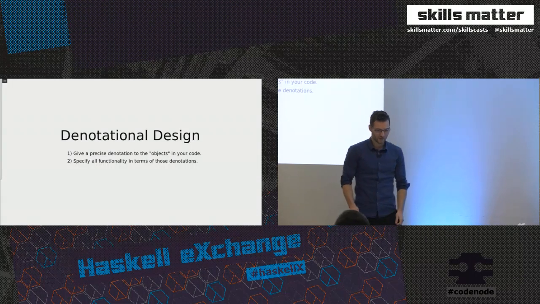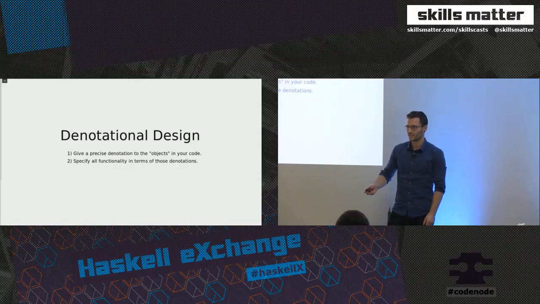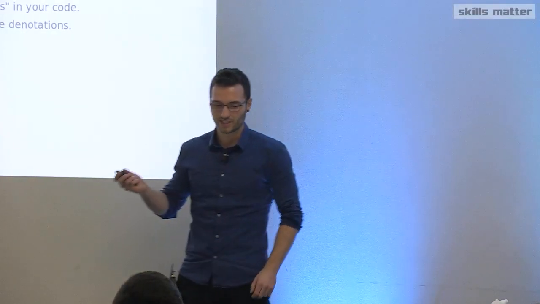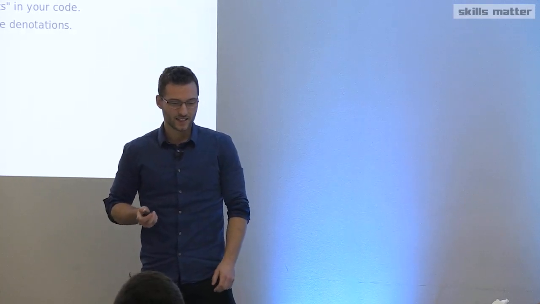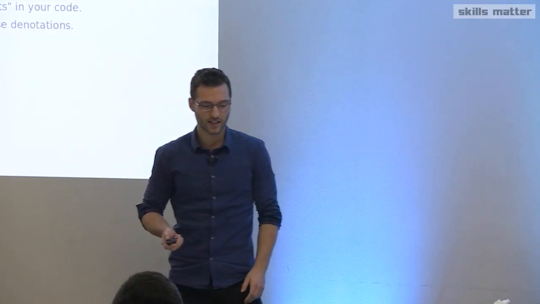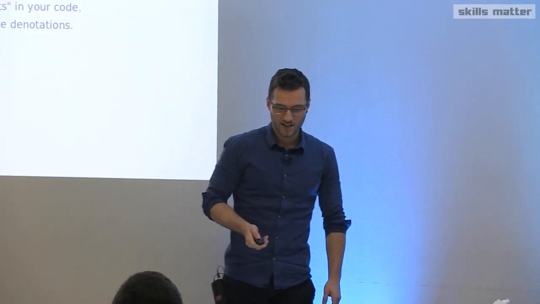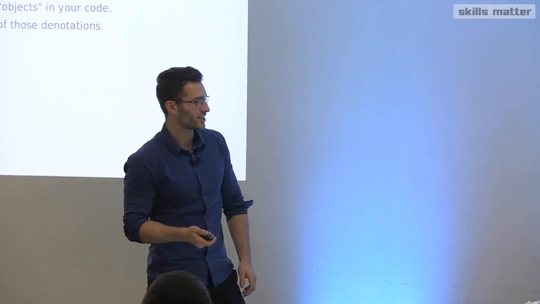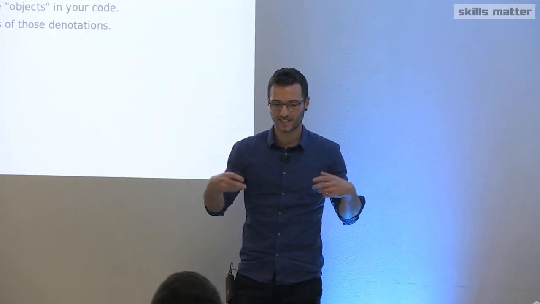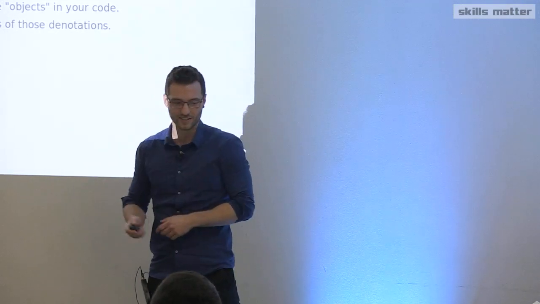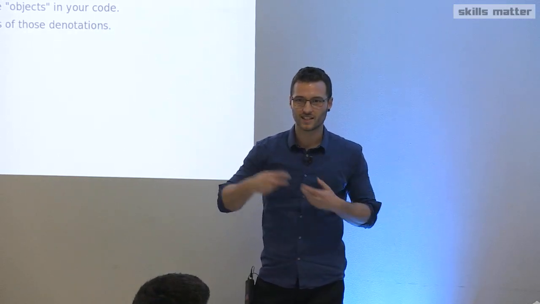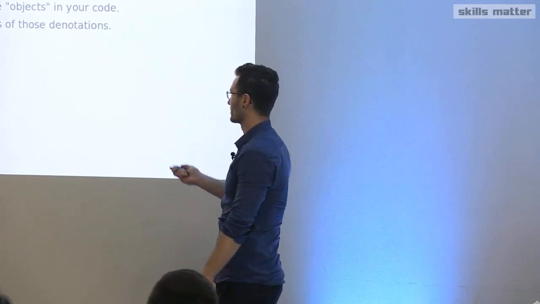So I think the core of denotational design is really that you want to give a mathematical, a precise denotation to the objects in your code. You can read that as give a mathematical meaning to the types in your code, and we'll see examples of this. And also specify all functionality in terms of those denotations. So if you have a function, take some data in, spit some data out, and you want to describe what that function does in terms of the denotation of the things it's taking in and taking out. Okay? And again, we'll see examples of that.